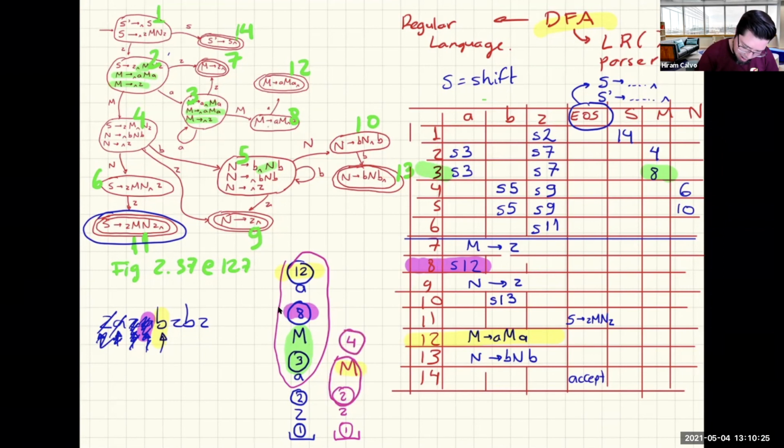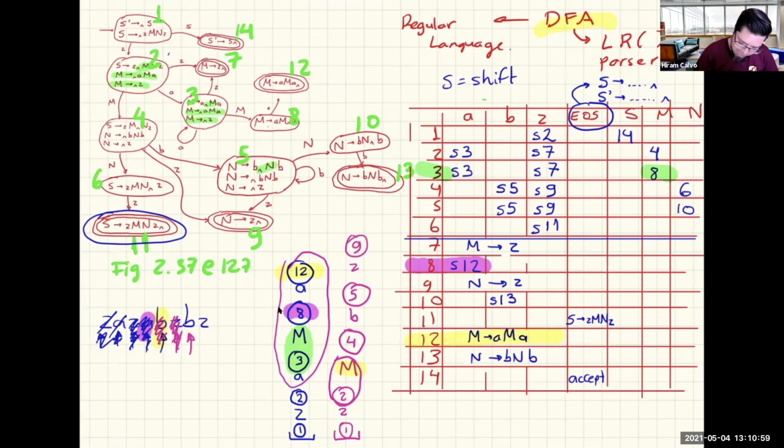And now we are able to compare 4 and B. We have not consumed B, so we can compare 4 and B. And the rule says 4 and B, shift it and move to 5. We shift it and move to 5. And now 5 and C, shift it and move to 9. So we shift it and move to 9. We need to compare 9 and B.